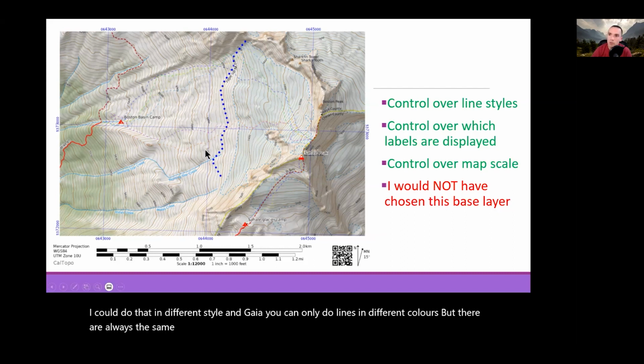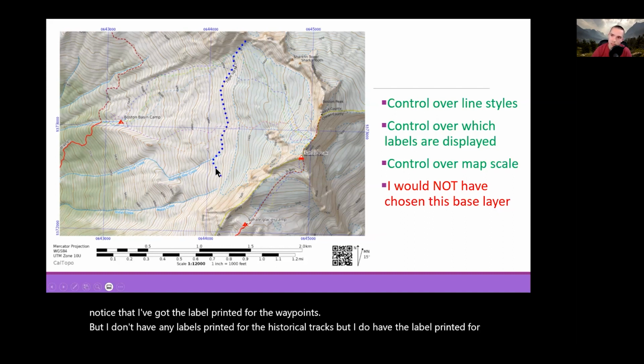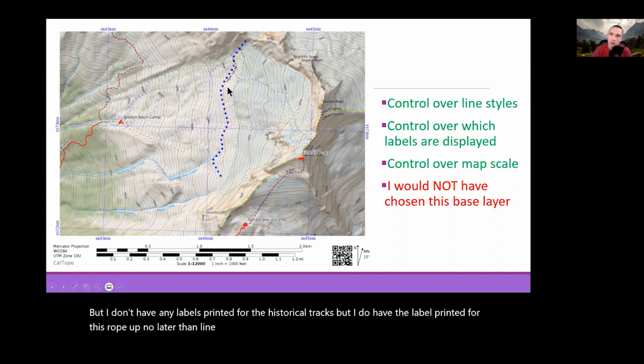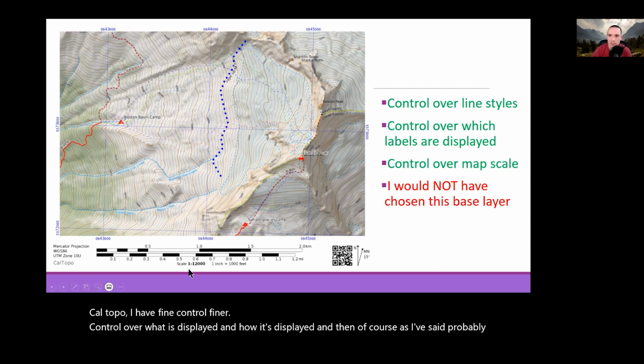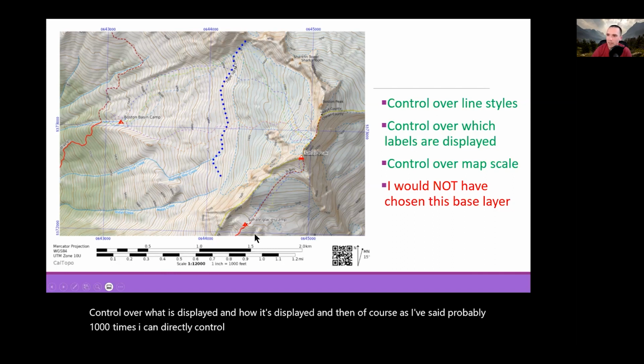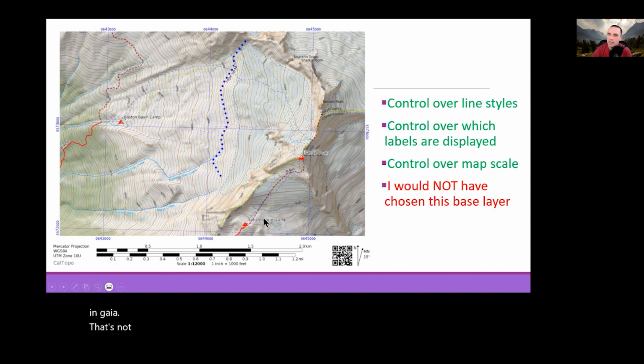I also have fine control over which labels are displayed. So you'll notice that I've got the label printed for the waypoints, but I don't have any labels printed for the historical tracks, but I do have the label printed for this rope up no later than line. So in CalTopo, I have finer control over what is displayed and how it's displayed. And then, of course, as I've said probably 1,000 times, I can directly control the scale of the map in CalTopo, and I can't do that in Gaia. That's not a crucial thing, but it's a thing I like.